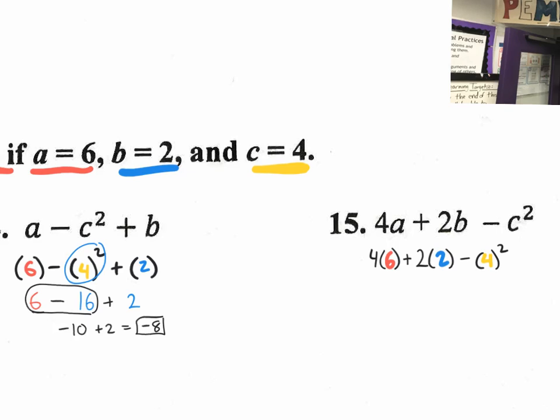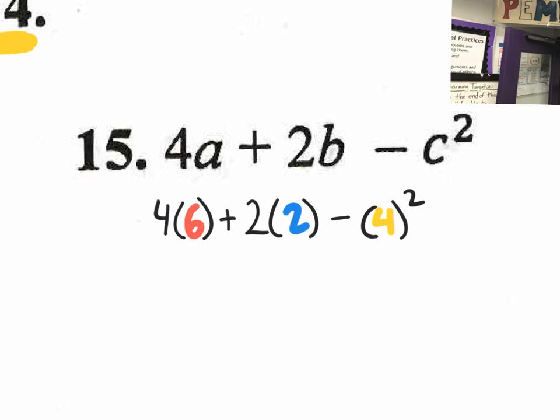So there are the values plugged in. A is 6, B is 2, and C is 4. And now let's work this out. Are we going to multiply first, add first, subtract, or do exponents? Of course, everybody should think exponents. 4 squared is 16. 4 times 4 is 16.